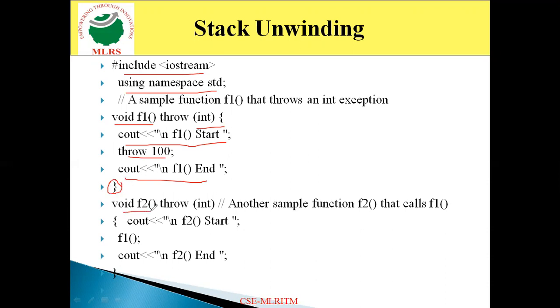Then we come to another function, f2. This function also throws an integer type. In this function a cout statement simply displays f2 starts on the output screen. Then it calls the f1 function. Then again cout f2 end.